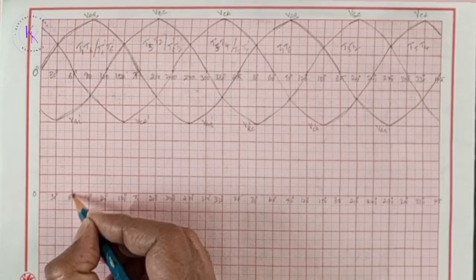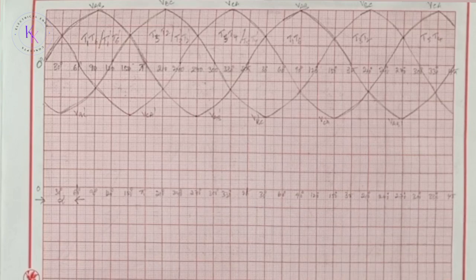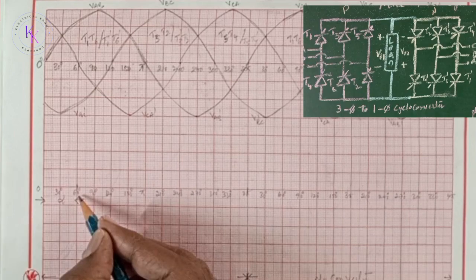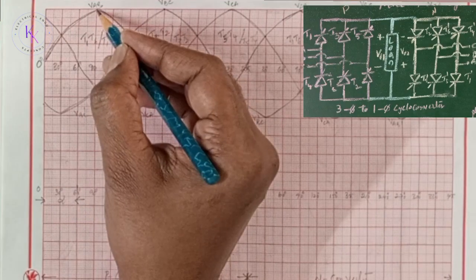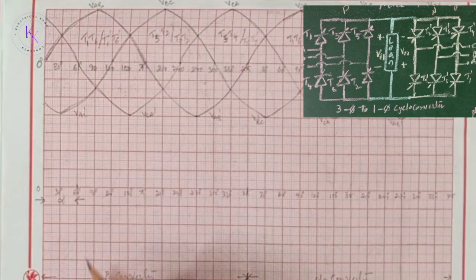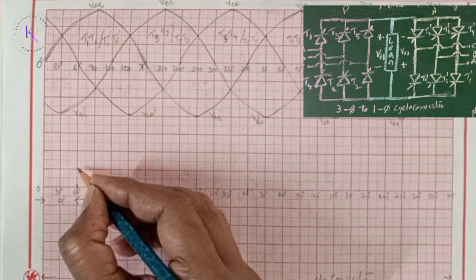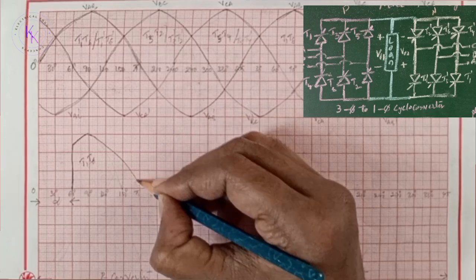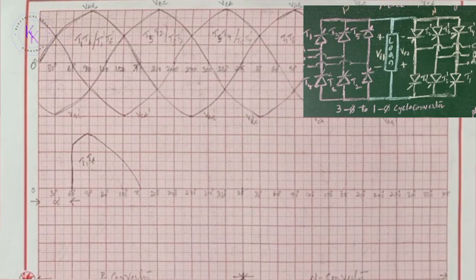Let this be alpha. Up to 2 pi, it's positive, so the P converter should operate. From 2 pi to 4 pi, the N converter should operate. At alpha, VAB is positive, so T1, T6 can be turned on at alpha. So when I turn on, this is my output voltage.